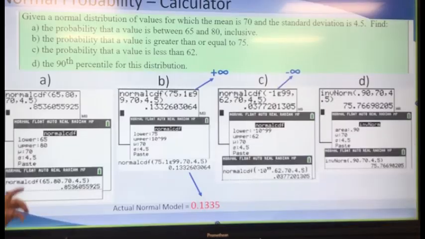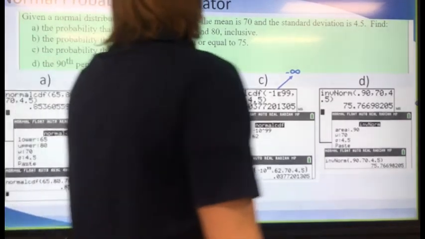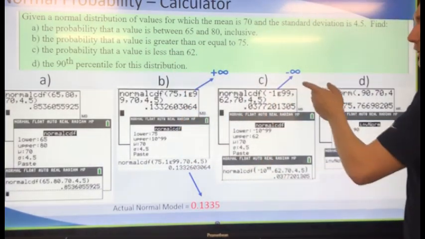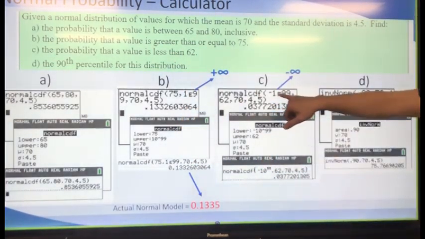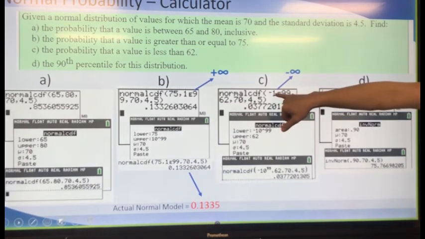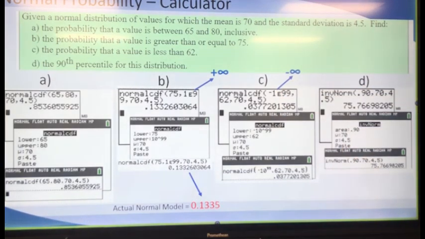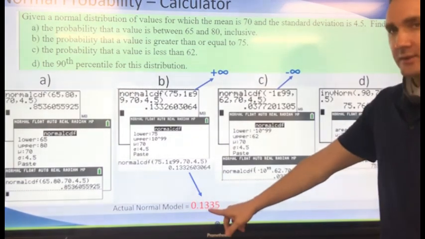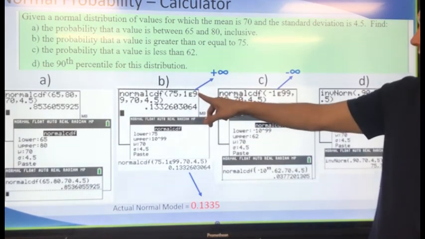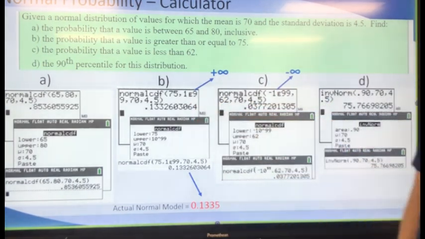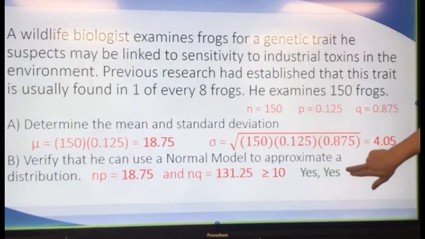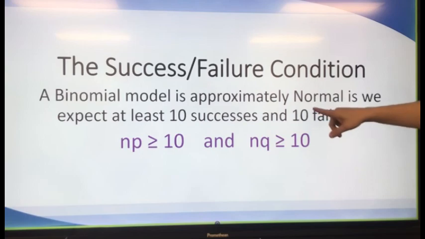And if we were to use, as you see here, C, the probability that the value is less than 62, well, we're going to negative infinity. So you do that 1E99, but you would put a minus in front. That's how you would write in the calculator, negative infinity. So, normal model, we have the normal option to do it in our calculator. Just watch out because it's not going to be exact. It's missing a whole lot of numbers. But the big takeaway for today is verifying if we can use the normal model.